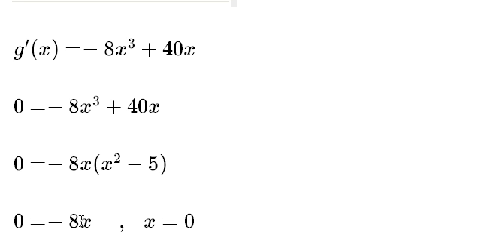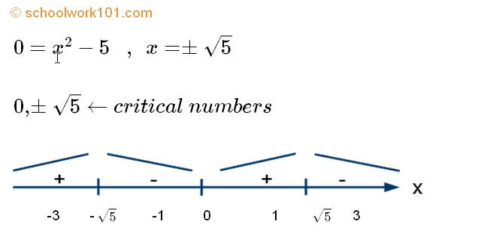Well, we set this term here equal to 0, and x is equal to 0. So that's going to be one of our critical numbers. And then the other factor, we set it equal to 0, solve for x, and we get plus or minus the square root of 5. So our critical numbers are going to be 0 and then plus or minus the square root of 5.